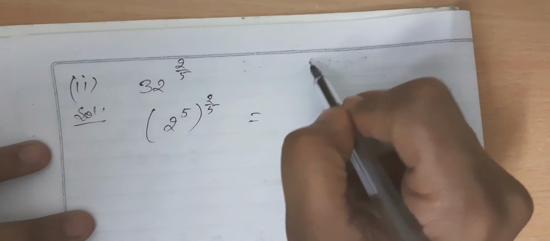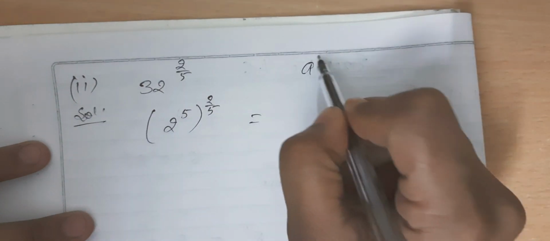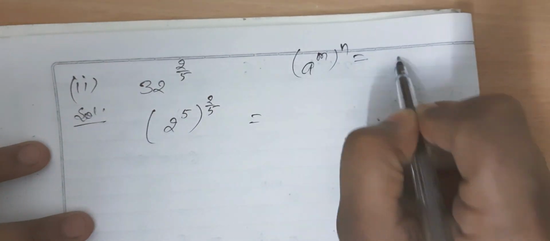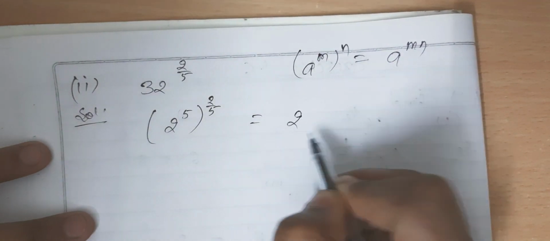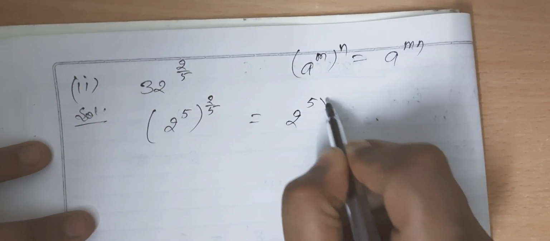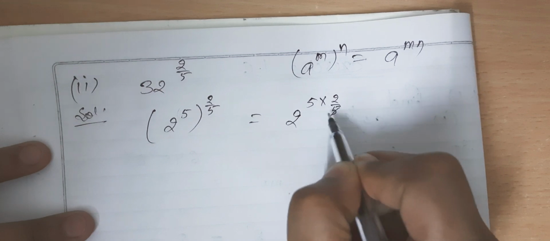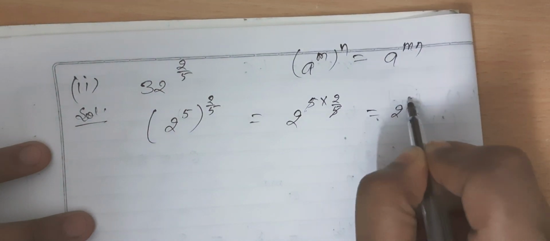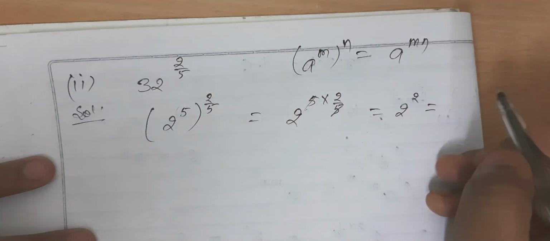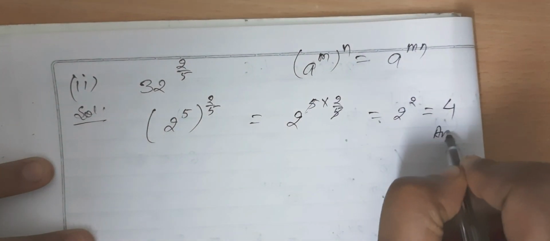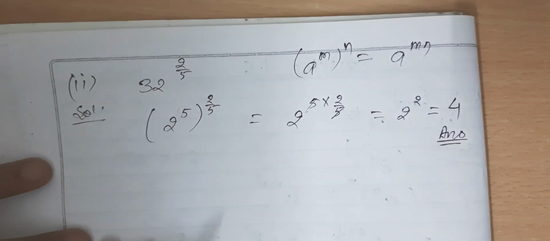Again by using the same identity, a raised to the power m and then one more power n can be written as a raised to the power mn. So this can be written as 2 raised to the power 5 multiplied by 2 by 5. This 5 and 5 will cancel out. So we will get 2 raised to the power 2. 2 raised to the power 2 means 2 multiplied by 2, which is 4. So 4 is the answer.